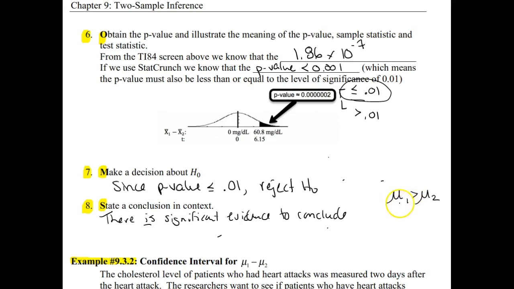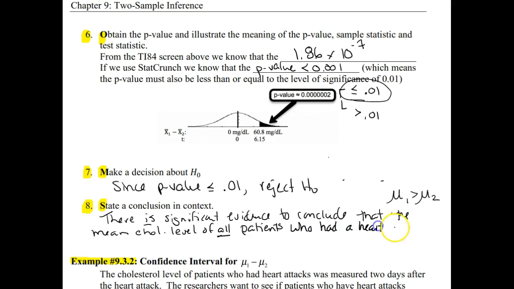So if we flip back a few pages to where we first defined these parameters, mu1 was the mean cholesterol level of all patients who had a heart attack. So again, all, not just the 28 in our study. And then greater than, so is greater than or higher than.